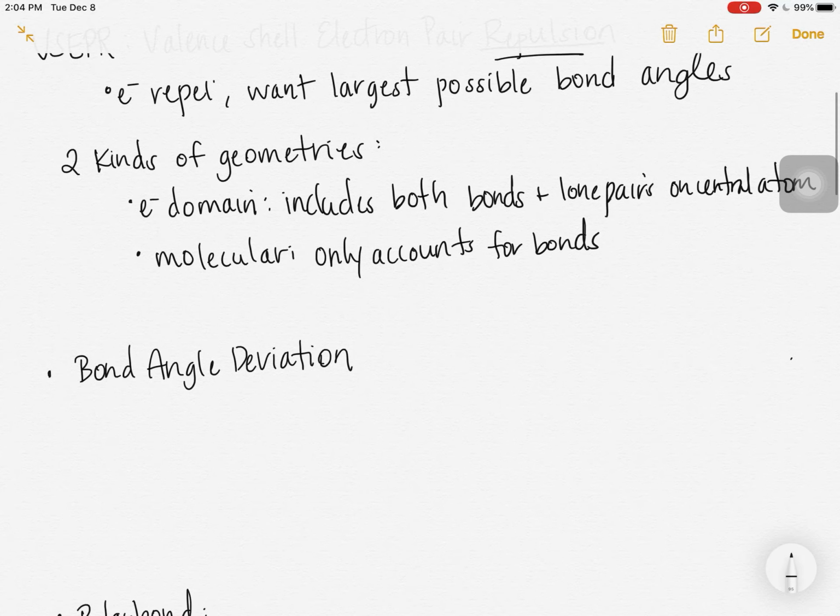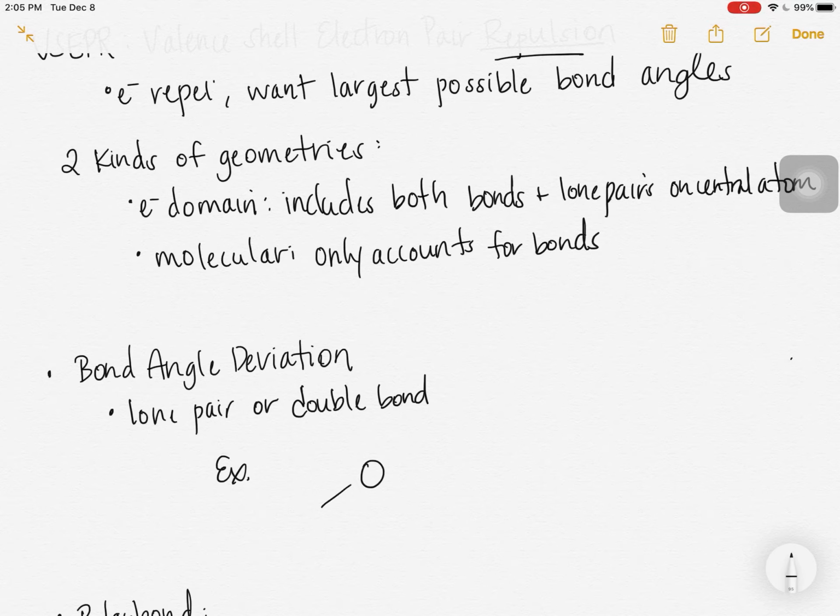After VSEPR, we talked about where we can expect to see bond angle deviation. So where do we expect that bond angle might deviate slightly from that 90 degrees or that 120 or that 109.5? And that's when we have a lone pair or like a double bond.